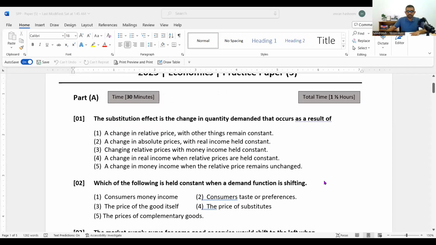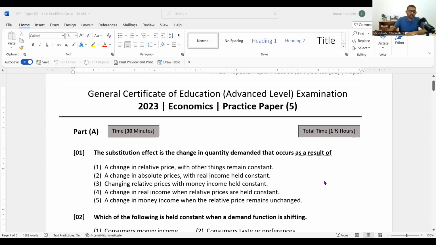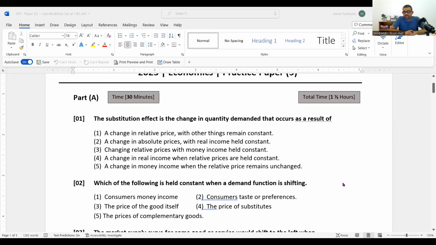So question 1. The substitution effect is the change in quantity demanded that occurs as a result of... The substitution effect is one of the sub-effects we use to explain, justify, or prove the law of demand, especially with regards to a normal good, or in general, the law of demand, along with the income effect. So the substitution and income effect together create the price effect. The first option says a change in relative price with other things remaining constant.